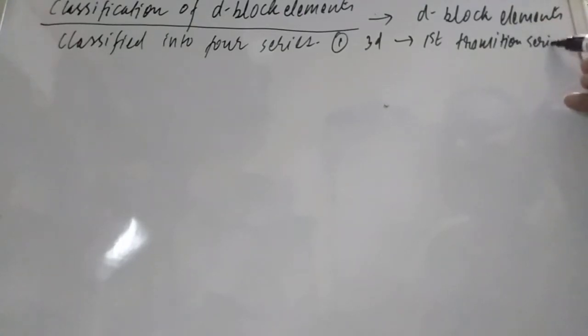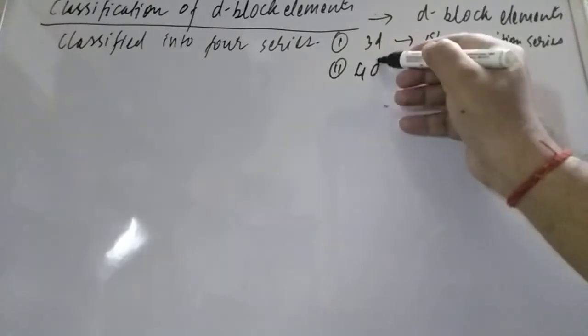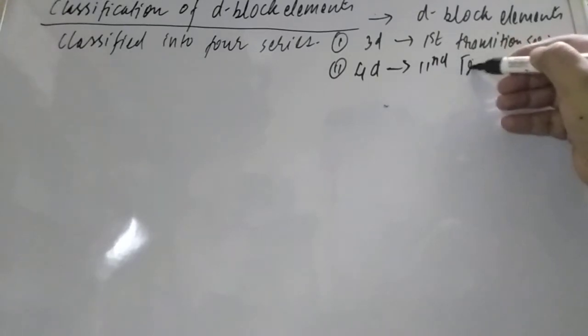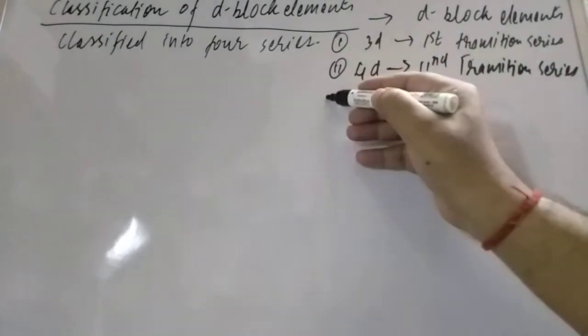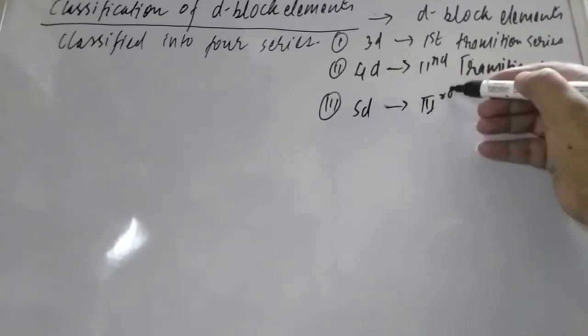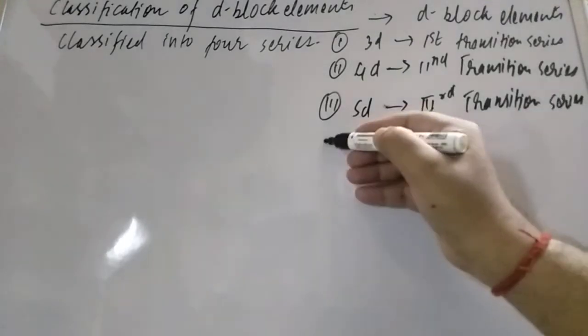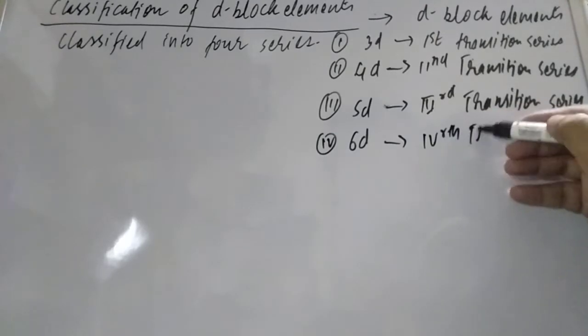Okay student, this is the 3D series. And the next series we are talking about is the 4D series. The 4D series means the second transition series. The third one is the 5D series, and the 5D series means the third transition series. And the last one is the 6D series, an incomplete series, and that is also known as the fourth transition series element.